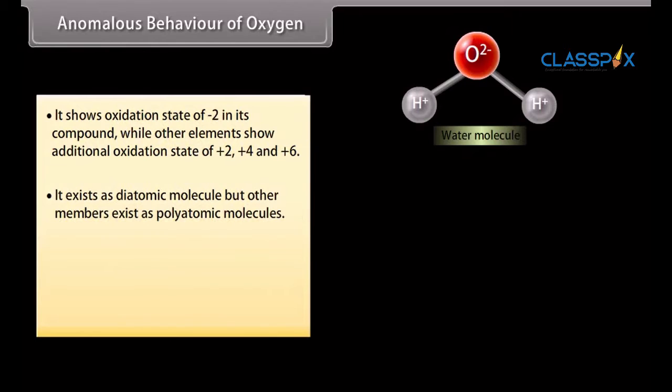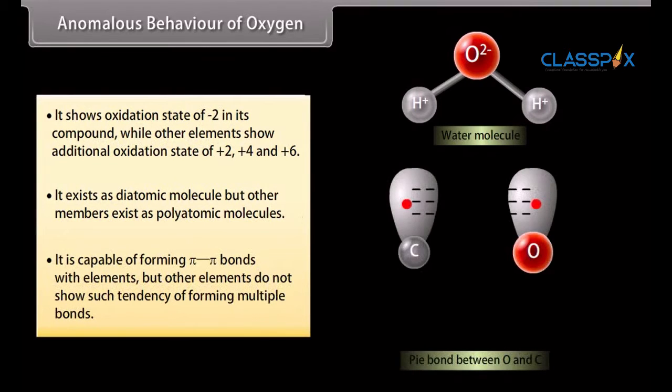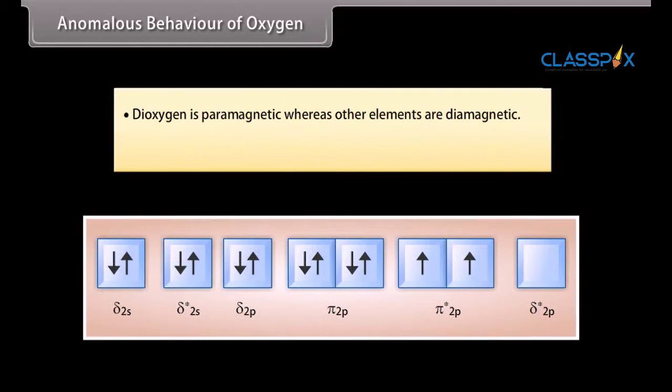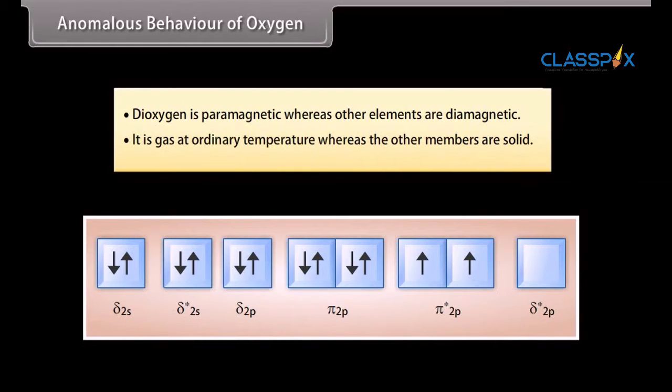It exists as a diatomic molecule, but other members exist as polyatomic molecules. It is capable of forming pπ-pπ bonds with elements, but other elements do not show such a tendency of forming multiple bonds. Dioxygen is paramagnetic, whereas other elements are diamagnetic. It is a gas at ordinary temperature, whereas the other members are solid.